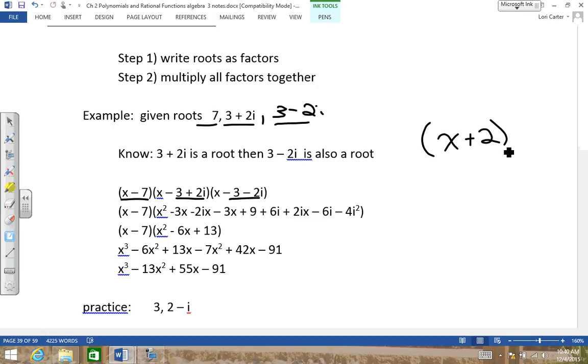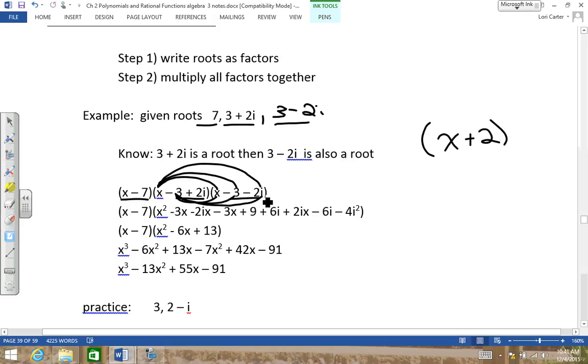I'm sure it works for that problem. Oh, we gotta be careful. This one's an easy one because there's 1 here. But you gotta be careful. All right. So, first thing you do is the imaginary. So you do your distribution. X squared minus 3x minus 2xi. Everybody good? And you distribute the second one through the negative 3. So negative 3x plus 9 plus 6i.